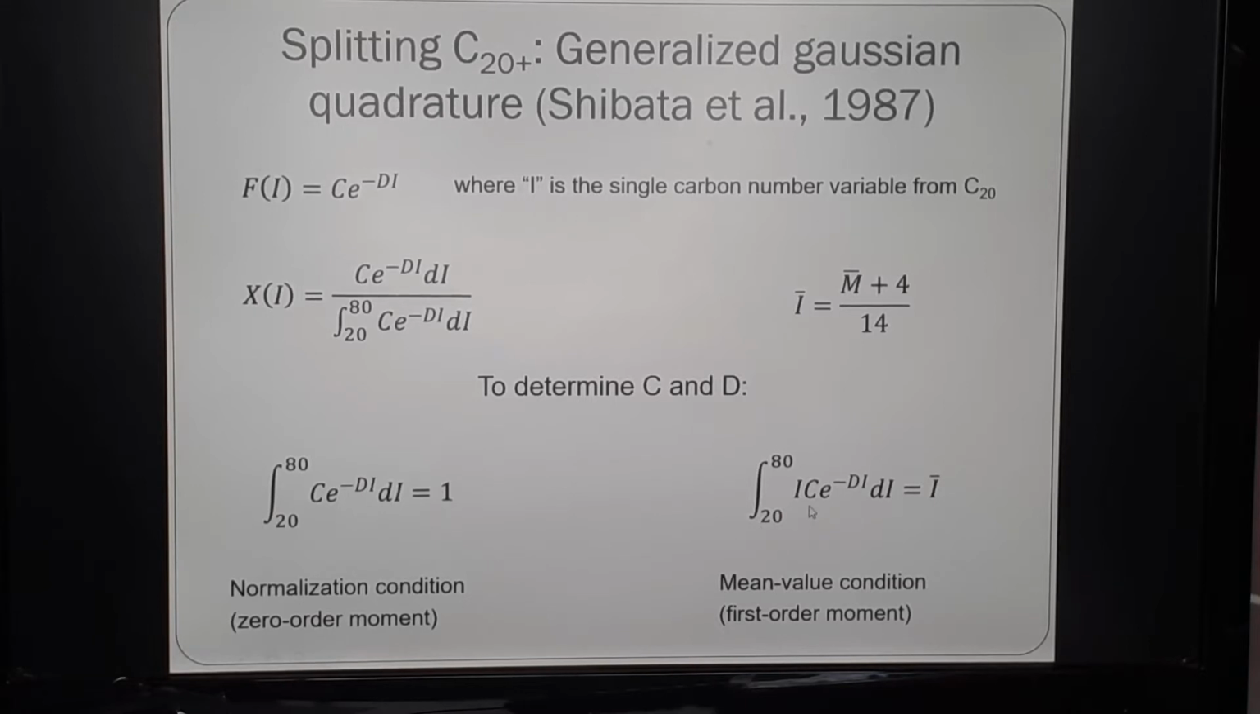To calculate the mean value of the distribution, which is the most important parameter, we have to integrate the product of the variable and the exponential decay from 20 to 80, and we must equate it to the mean value of the single carbon number. Okay, this is the mean value condition, the first order moment. Once we have the mean molecular weight of the distribution, we have C and D from these two equations. And then we are completely set.